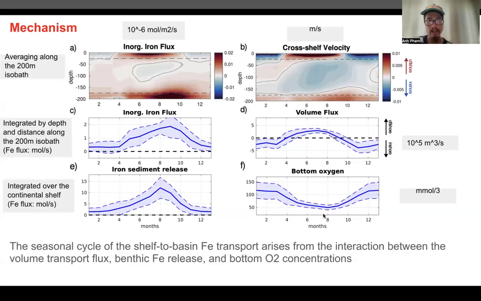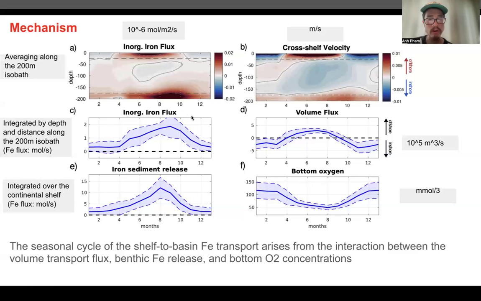Showing here, we see that whenever we have low oxygen concentration, we can have high iron being released from benthic sediments, and we have high transport of shelf iron from coastal areas to the open ocean, and we can conclude that the seasonal cycle of the shelf-to-basin iron transport arises from the interaction between the volume transport flux, benthic iron release, and bottom oxygen concentrations.